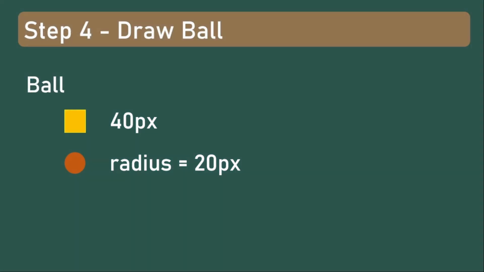Step 4 is to draw the ball for our game. Our ball will be 40 pixels wide and 40 pixels high. So basically a grid pixel. And we want it to be round. So we're going to draw a circle. And the circle has a radius that is half of the grid pixels, which is 20.